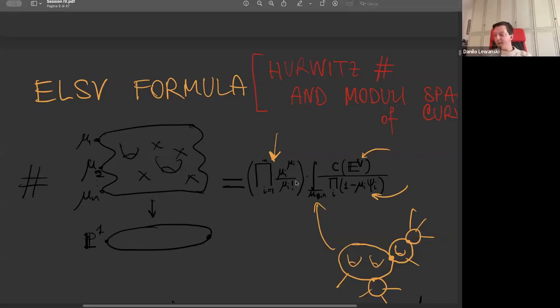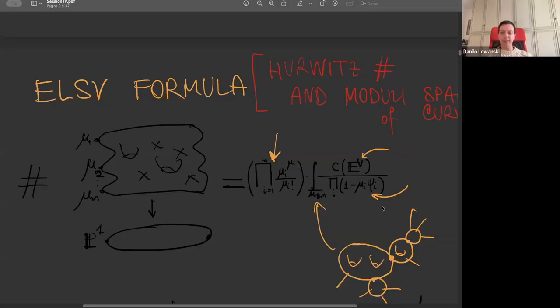And indeed, they come from there, depending on how you prove it. If you prove this formula by virtual localization, they do come from there. But if you prove it with topological recursion, they also come from topological recursion in a completely different way. So it's very interesting. But this is a number whenever the mu i's are numbers.